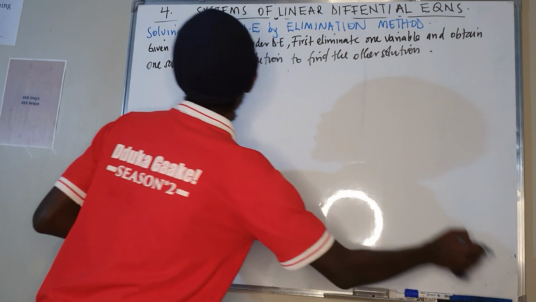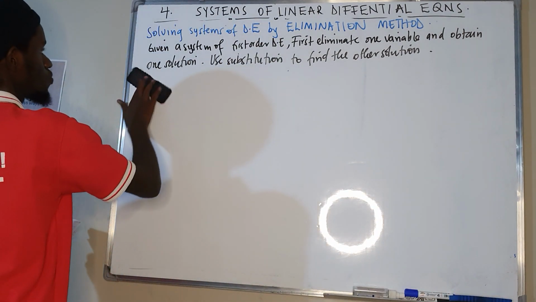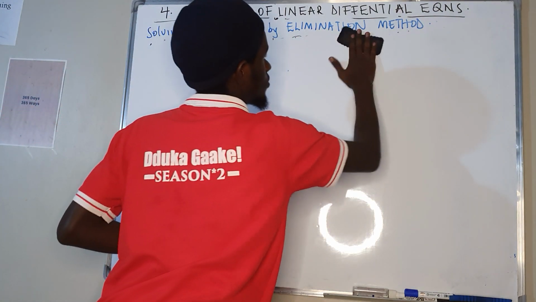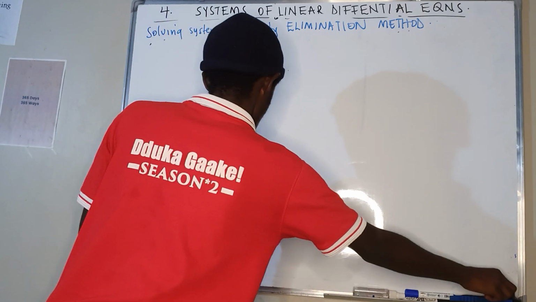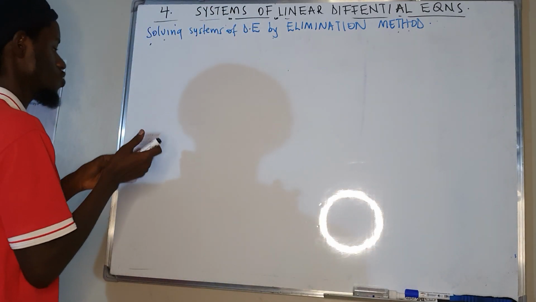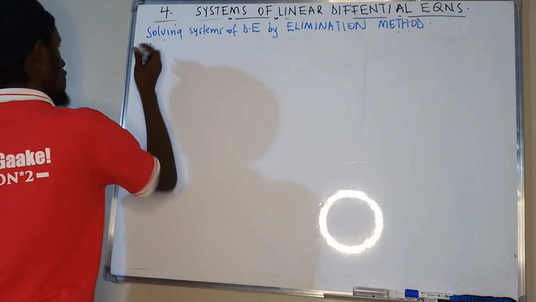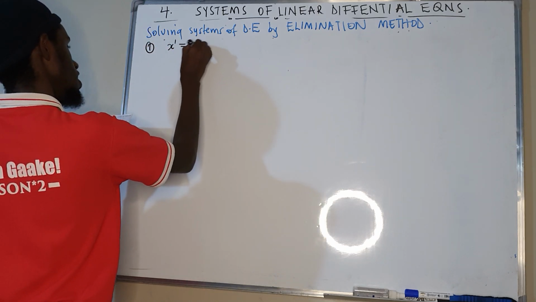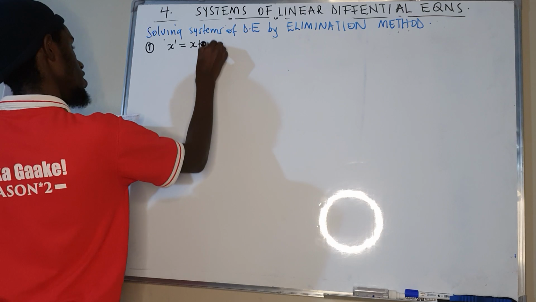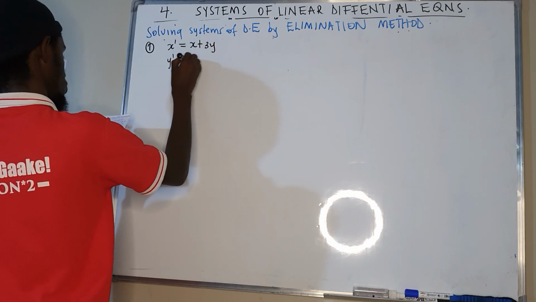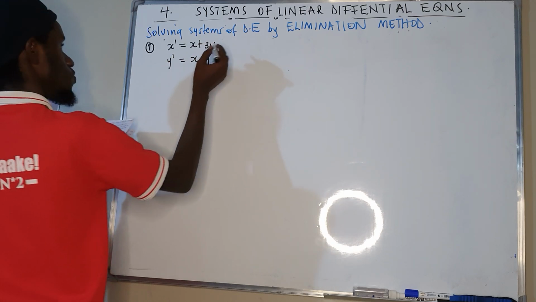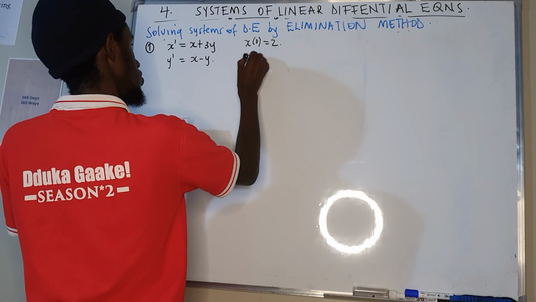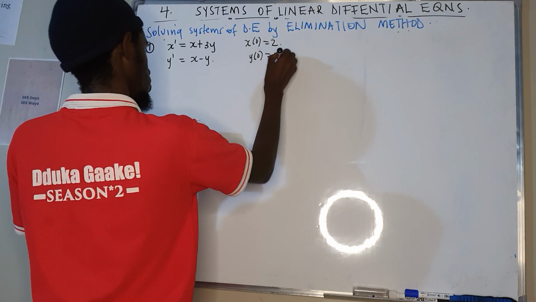Now our first example, because I need space, let me first put this off. Then I'm going to say solve using the elimination method. Example 1: our system is x prime equals x plus 3y, y prime equals x minus y, with initial conditions x at 0 is 2 and y at 0 is 4.